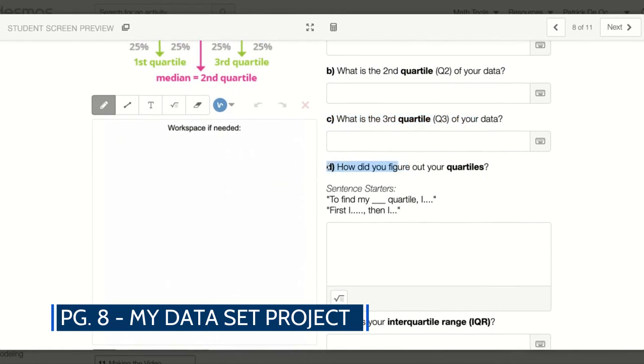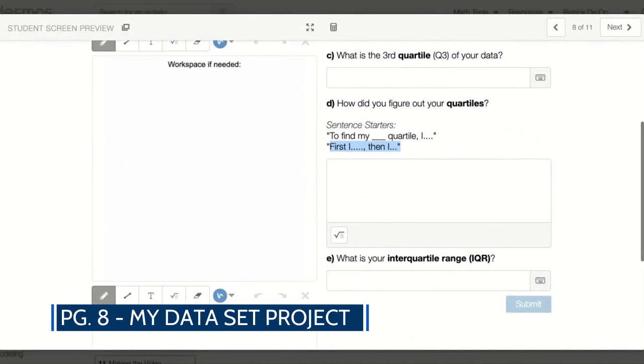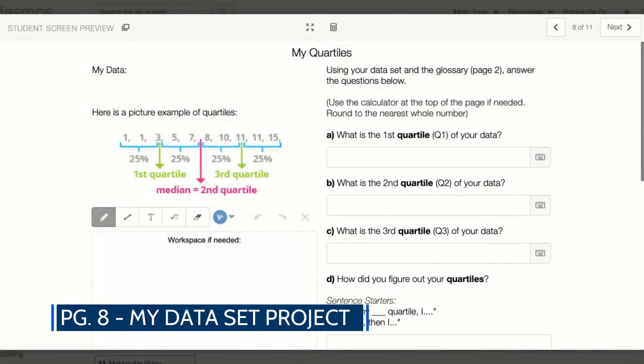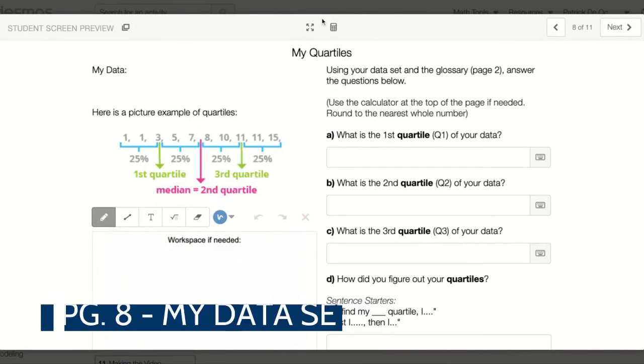Letter D, how did you figure out your quartiles? Here's some sentence starters to help you. To find my blank quartile, I... First I... then I... Letter E, what is your interquartile range, or IQR? And that is page 8.